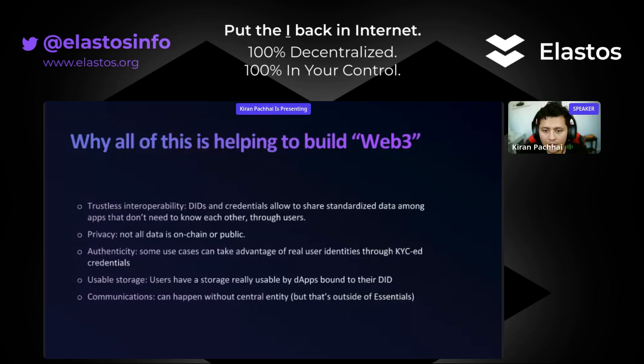All right, we're almost there. Why is all of this helping to build Web3, right? It's all about trustless interoperability. You may have interoperability today, but it's not fully trustless. And DIDs and credentials allow for such interoperability, which is not just interoperable, but also trustless. And you can choose your privacy level, and it has authenticity because you can get verified, and it has usable storage because everything is tied to your DID, and you can choose your own storage anywhere you want.